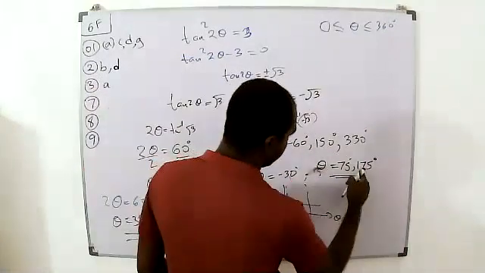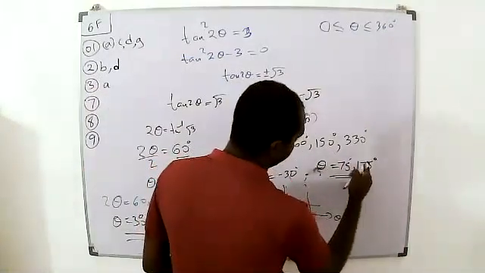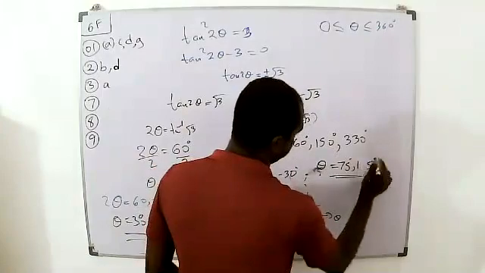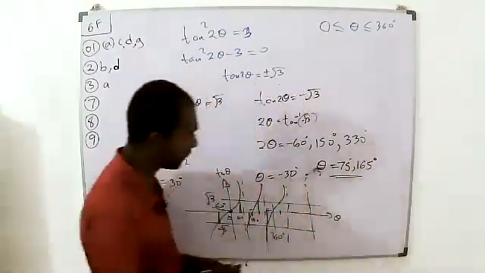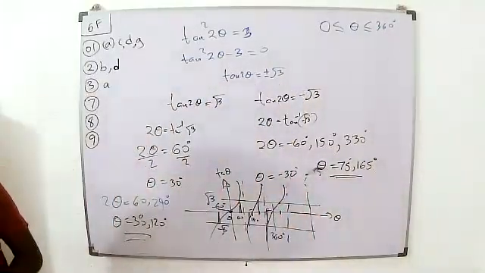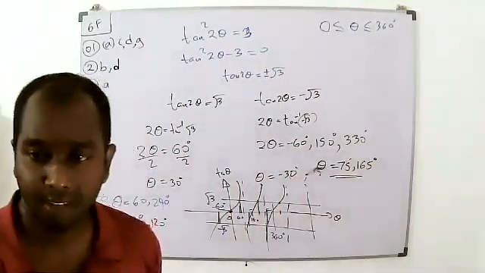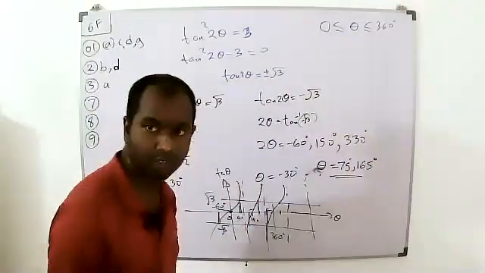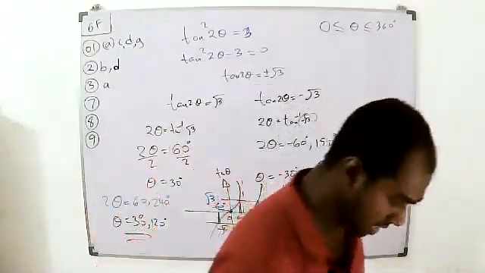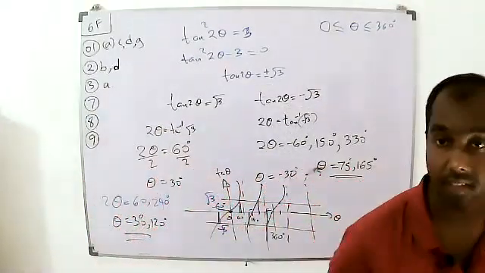Is it 100? No, I don't think so. 300, 150, 165, no? Are we finished? Are we finished? Are we finished here?